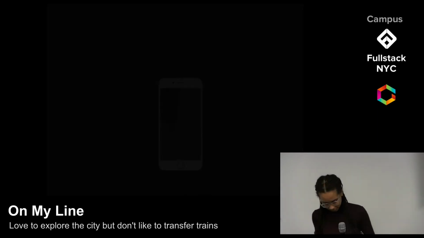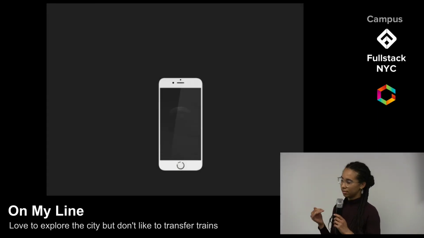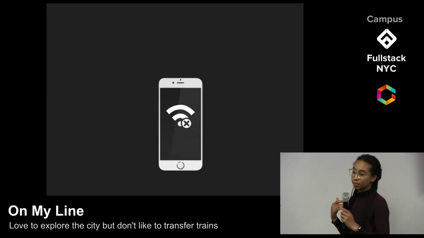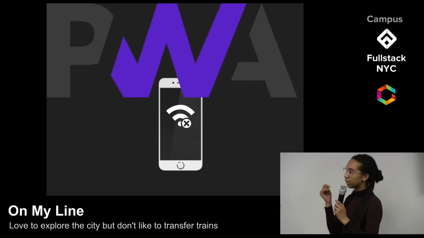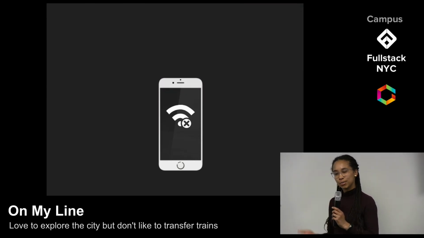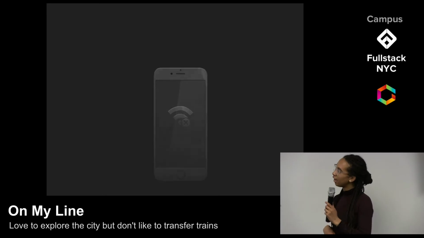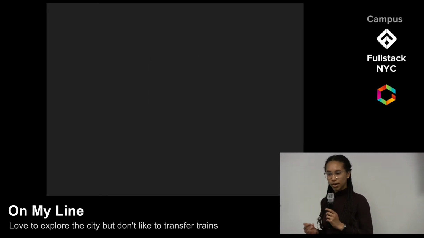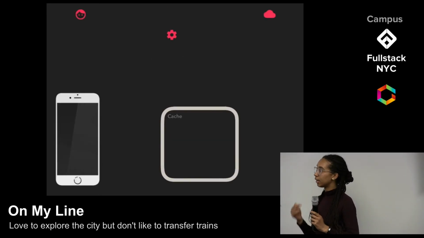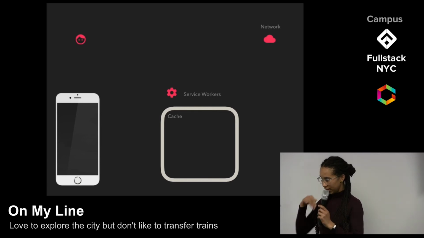Thanks, Sierra. When you're out and about or on the subway, good service can be hard to find. As On My Line is a progressive web app, we utilize service workers to ensure that you can still use On My Line when you're offline. They act as a client-side proxy server between the app and the network, allowing us to control when we use the network within the app.